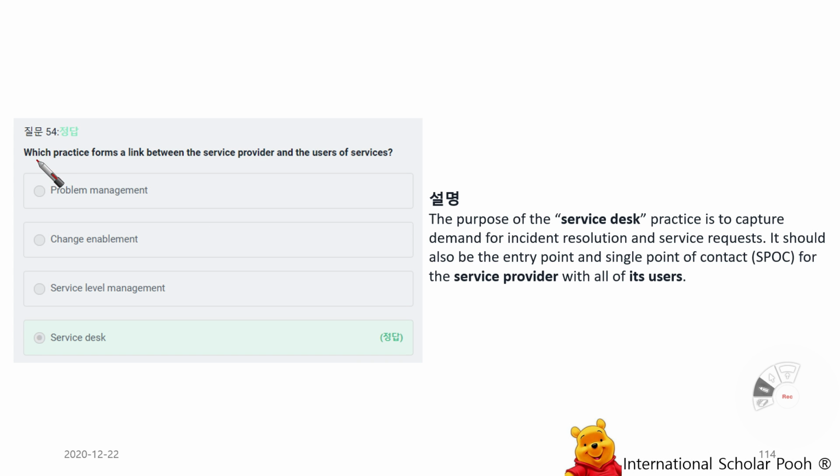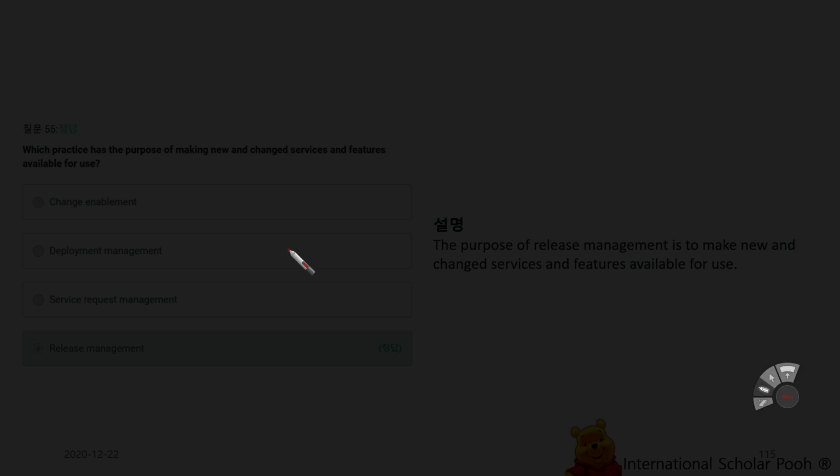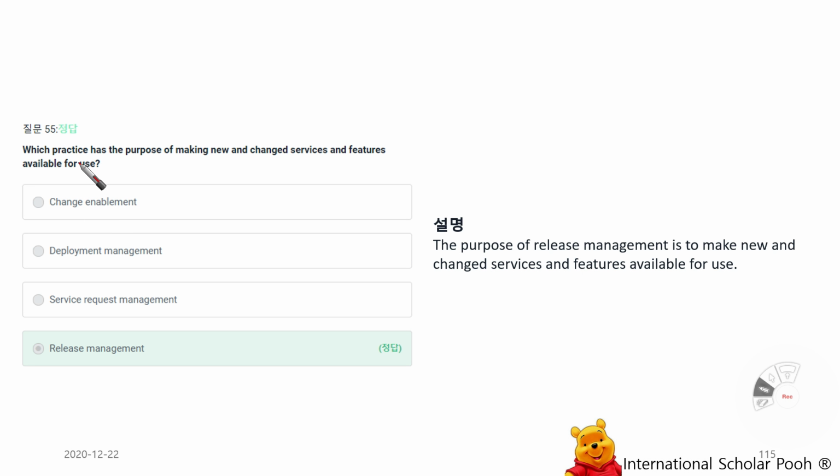Which practice forms the link between the service provider and the users? Service desk. The purpose of the service desk practice is to capture demand for incident resolution and service requests. It should also be the entry point and the single point of contact (SPOC) for the service provider with all of its users. Which practice has the purpose of making new and changed services and features available for use? Release management. The purpose of release management is to make new and changed services and features available for use.